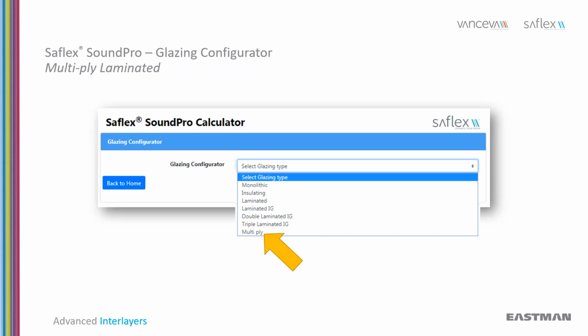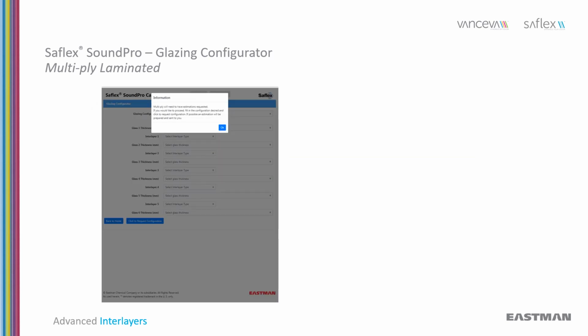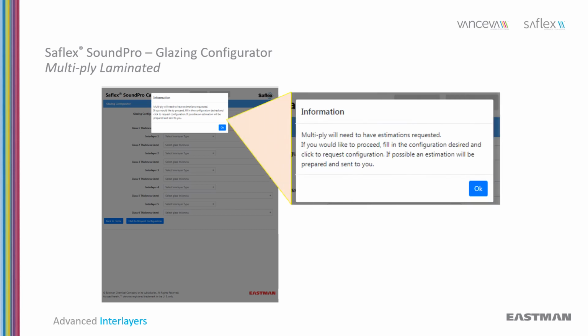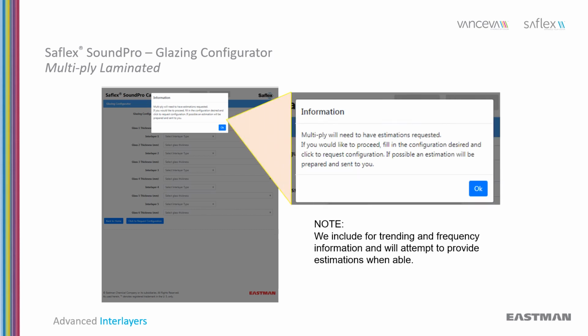Our last configuration in the system is the multiply laminated construction. The multiply laminated construction will also come up with that same information where you click OK before you start filling in the cells. This is because we have not included multiply laminated glass data in the system. However, the configurations can be requested for estimates, and if we have the proper background to be able to give you that estimate, we will provide it for you.